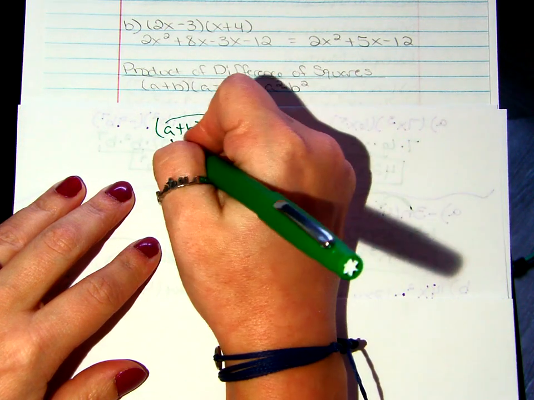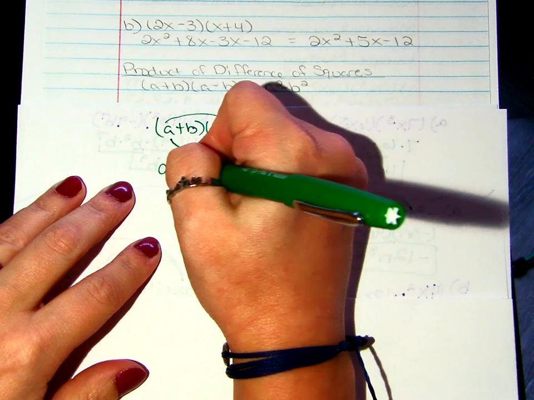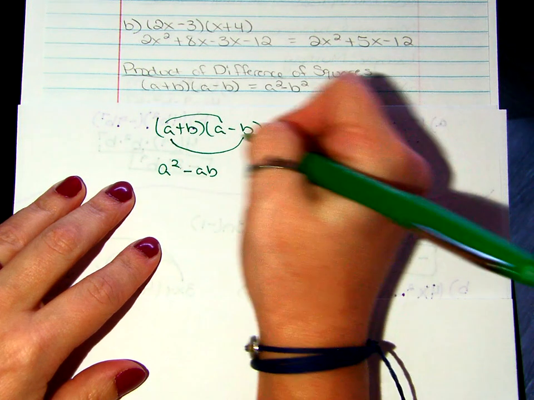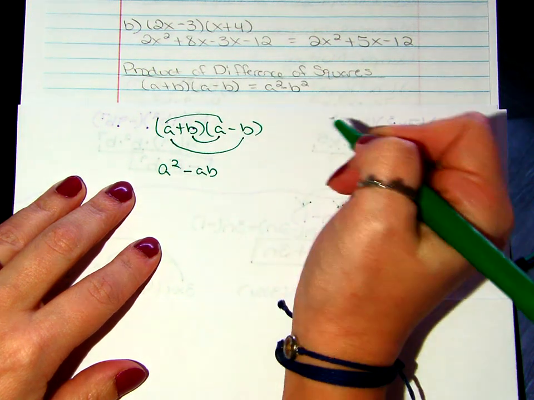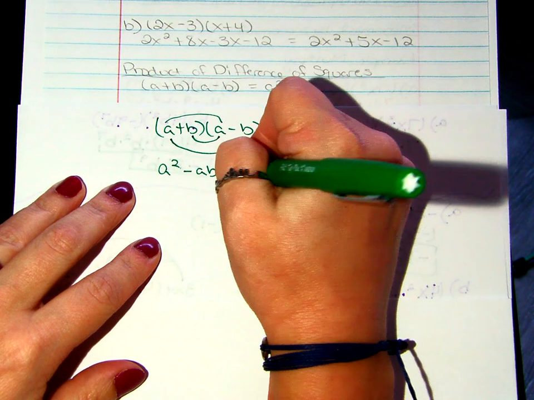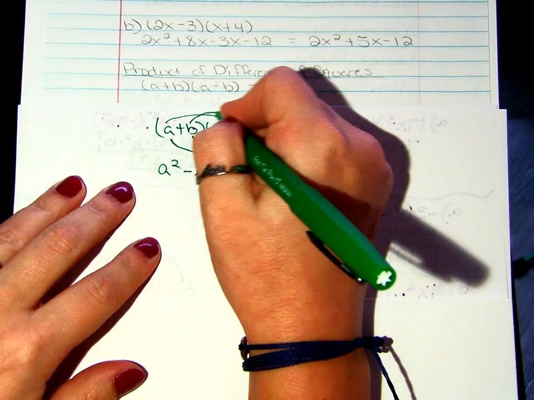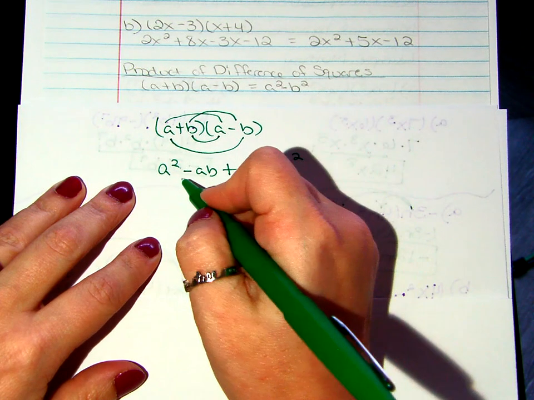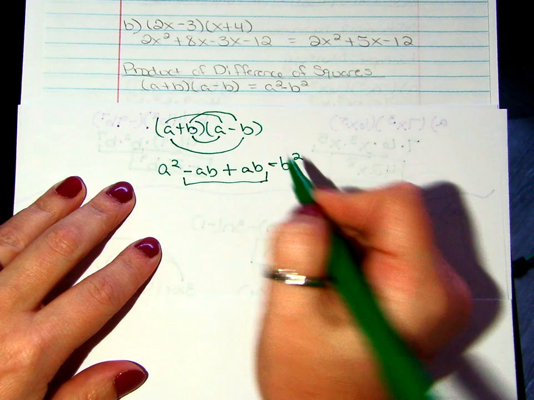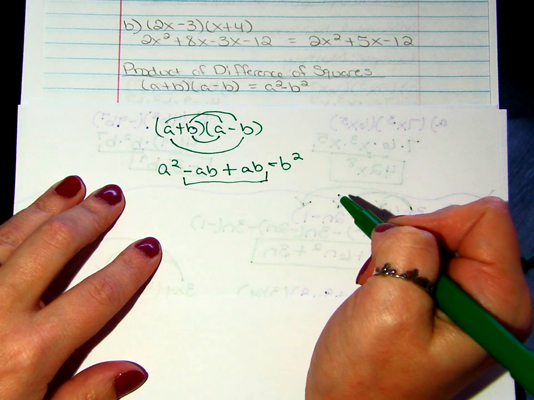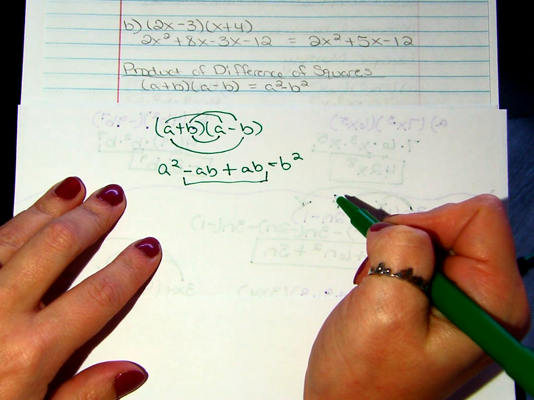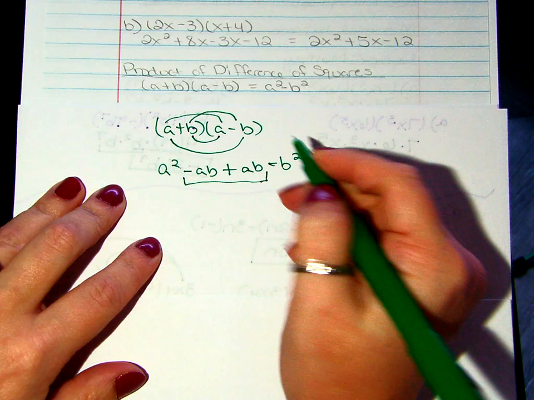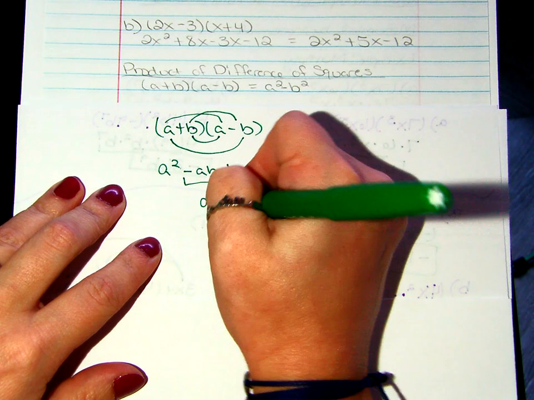Outer would give me a negative ab. Inner would give me a positive ab. And last would give me a negative b squared. Look what happens to our middle term. It falls away. That will always happen with difference of squares, which is why we can see it as just a squared minus b squared.